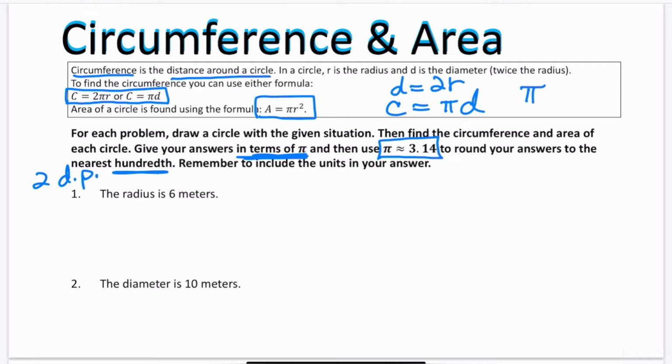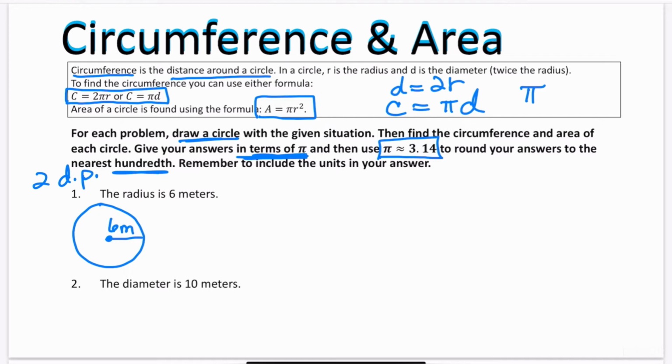So let's start with number 1. That's a lot of directions. It says the radius is 6 meters. So the first thing we have to do is to draw the circle. So I'm going to draw a circle. The radius. Everyone usually draws the radius going straight this way, but it can go anywhere on the circle, to be quite honest, because by definition, the radius is from the center to any point on the circle. In this case, the radius is 6 meters.